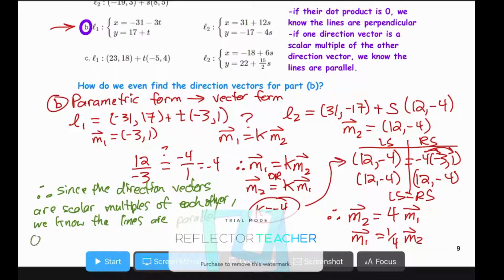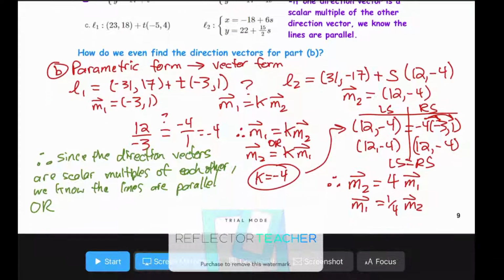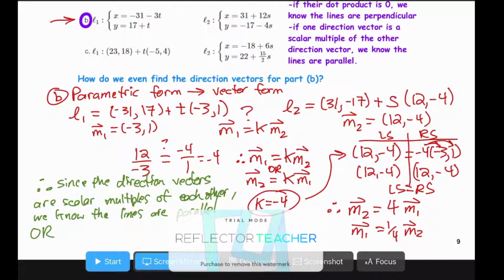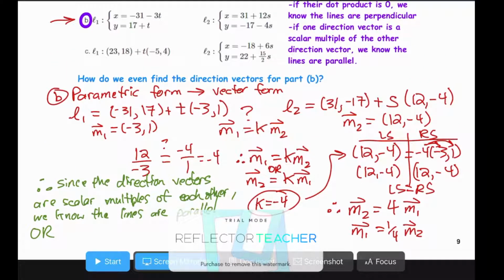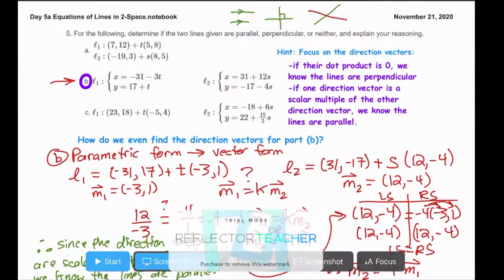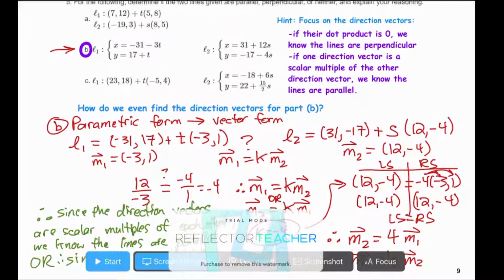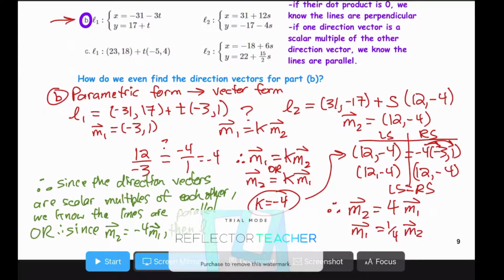Or we could abbreviate, or this is the last page. I can't actually scroll up past the watermark, but we'll make do. Or, therefore, since m2 equals -4 m1, so it's just the specific way in which they are scalar multiples, then L1 is parallel to L2.